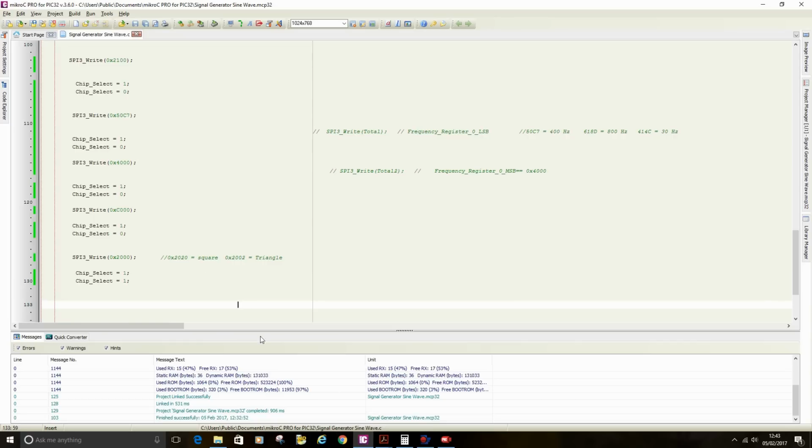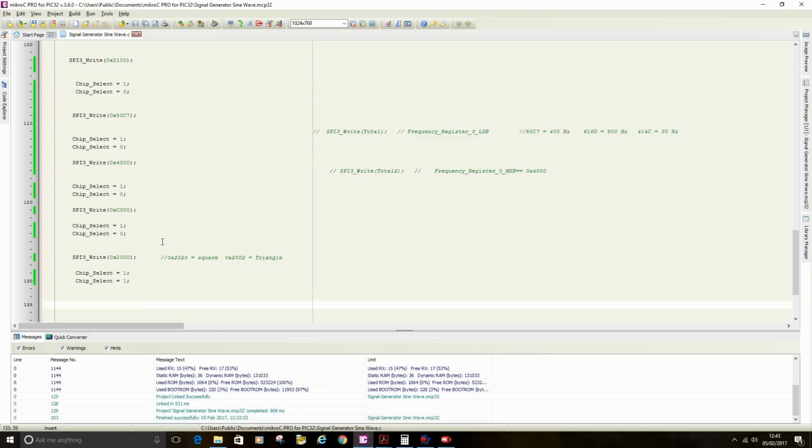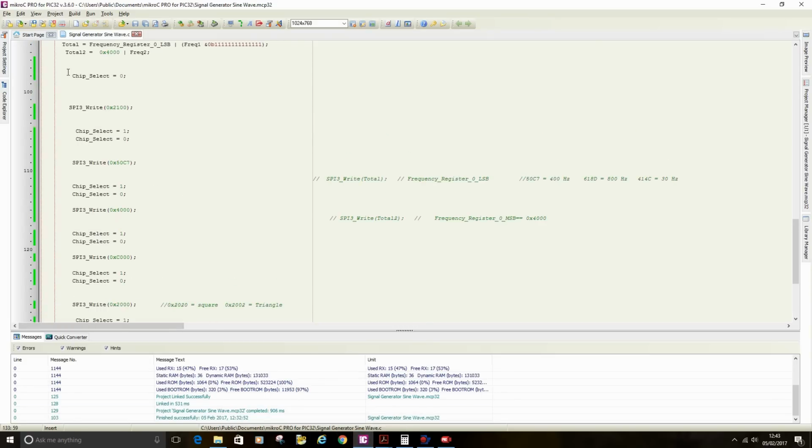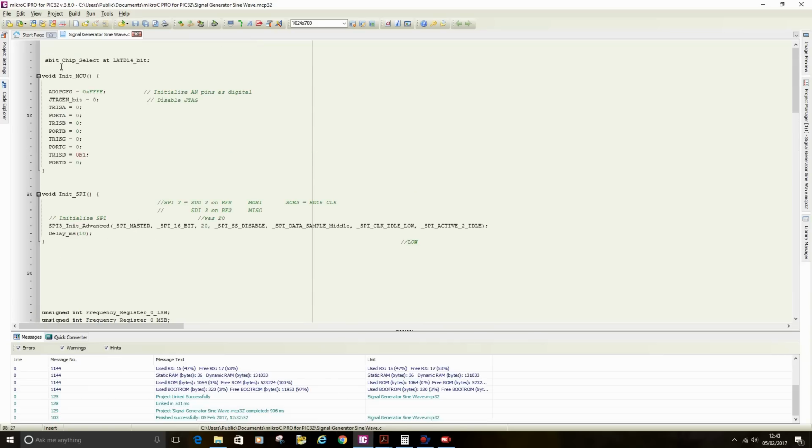Right, turning to some code. So remember from the data sheet, this simple example, so 2100, 50C7, 4000, C000, 2000. And I thought, great, simple, 5 steps. So you've got to select the device with the chip select, which is also called frame select on the board, I believe. So chip select equals 0, and I've just defined a pin at the top, as I'm going to show you. So mine's on LAT D14. Now that's actually important. I'll tell you why in a minute.